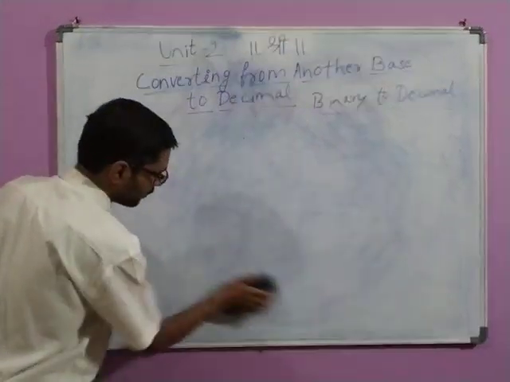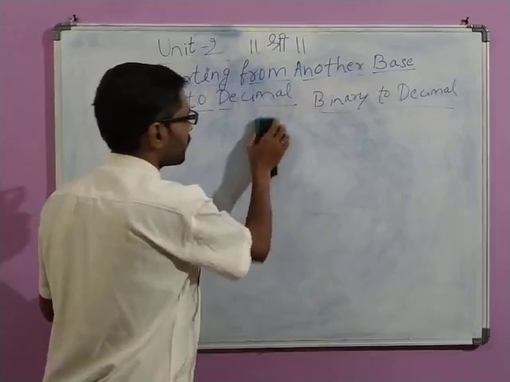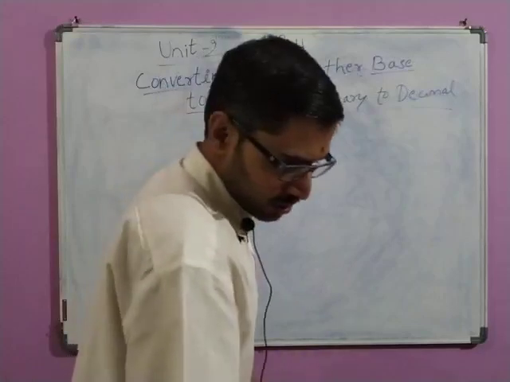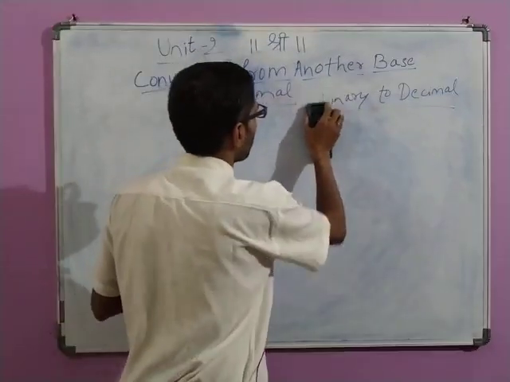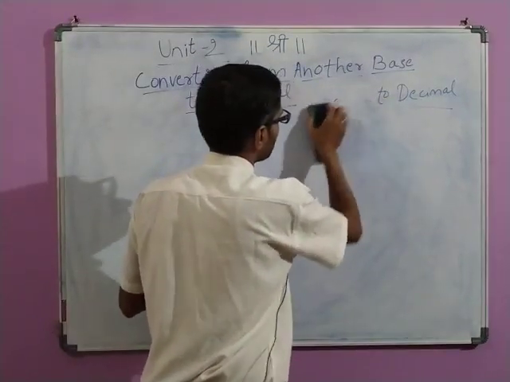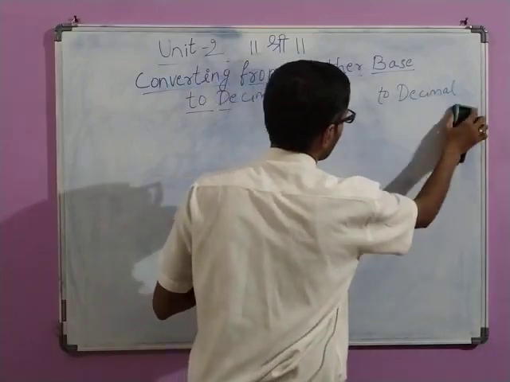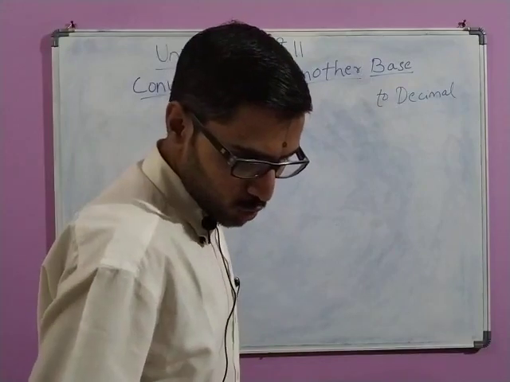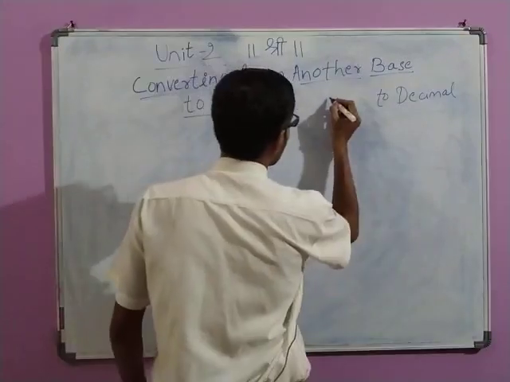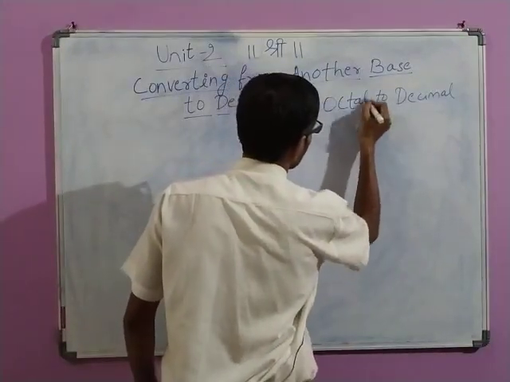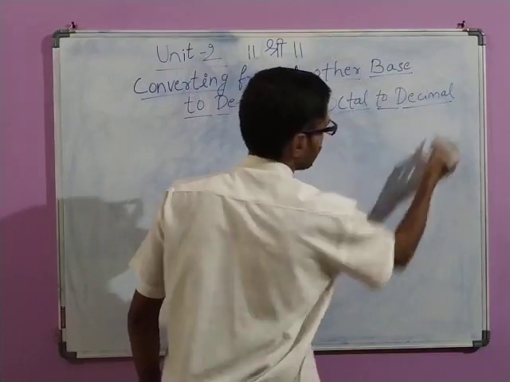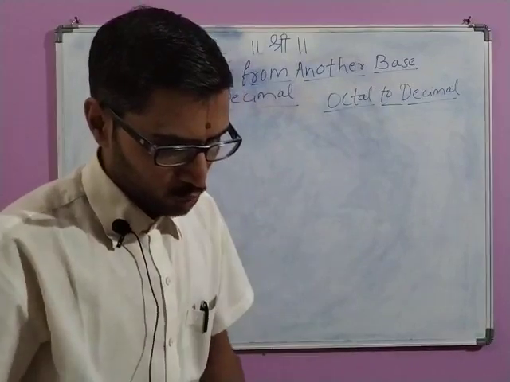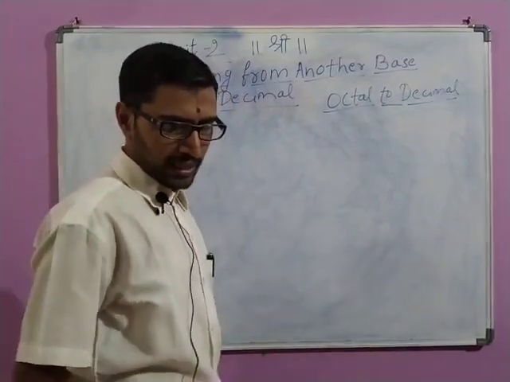So this is how we can convert a number from binary to decimal. Now instead of binary, we will take a few examples where we can convert a number from octal to decimal. So let me take a simple example.